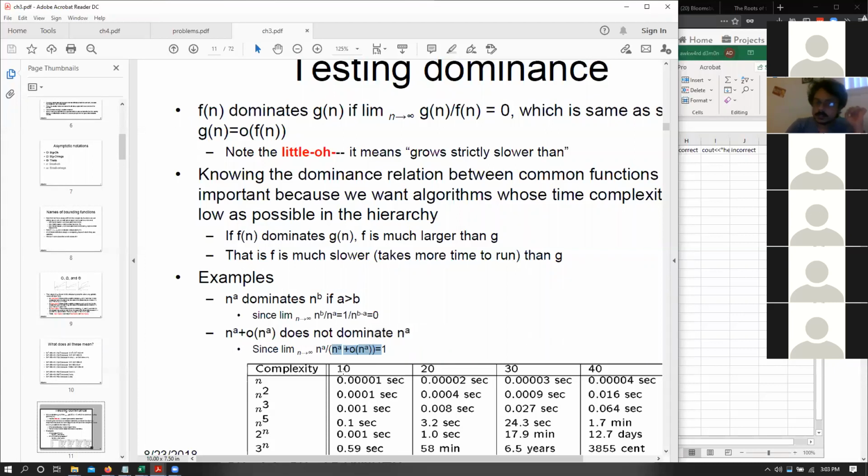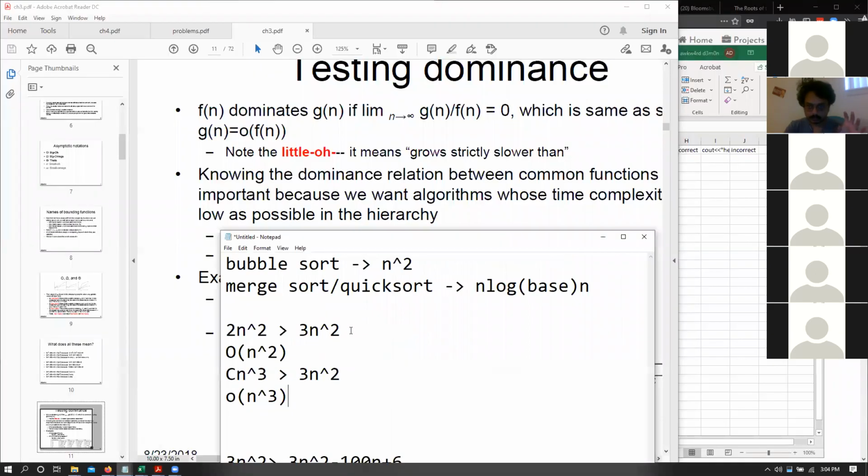But if we look at this limit, we see that n to the power of a plus little o of n to the power of a becomes basically little o of n to the power of a, because both of the n squared plus big O of n squared is again going to be some constant times n squared, right? So if we combine them together, it is again big O of n squared. So let's talk about this thing in more detail.